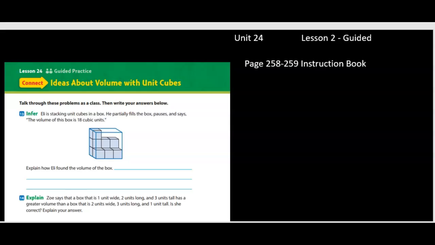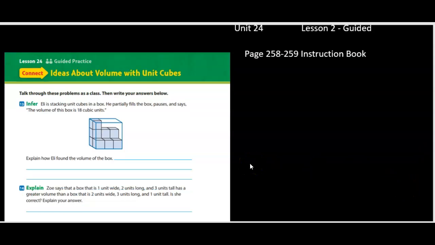Hello, fifth graders. We are on unit 24, the second part of the lesson. We did the actual lesson yesterday and we're into guided practice already. So let's go ahead and look at what we are practicing.